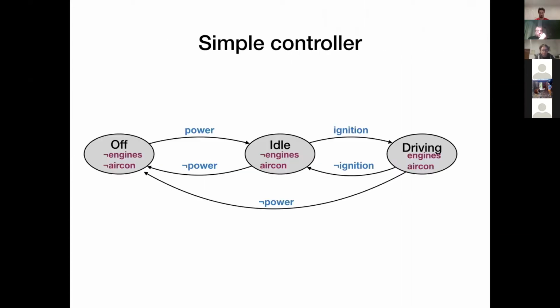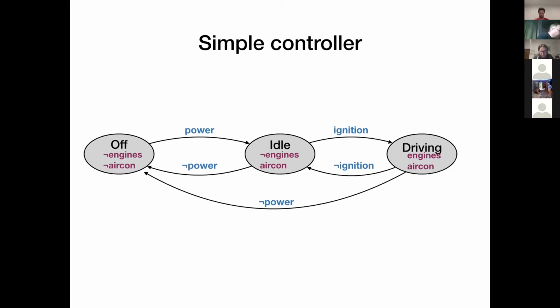As a simple example of a controller, we start in the off state. You can't see my mouse cursor, can you? Oh, okay. So we start in the off state, and we say that the engines and the air conditioner for the train are off. And we have a transition into the idle state when we turn the power on.